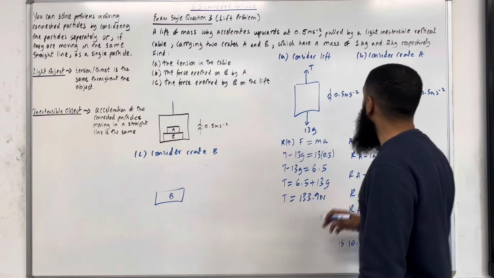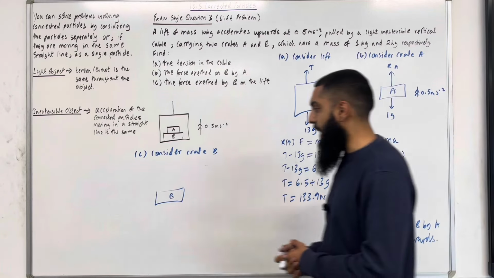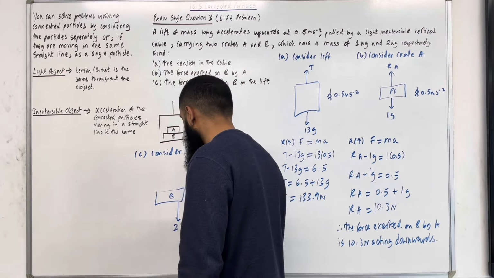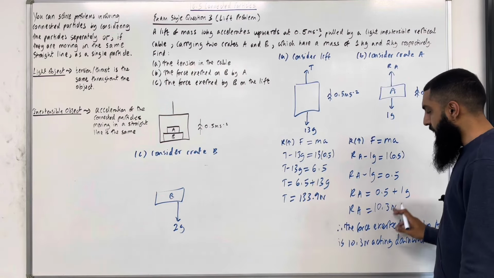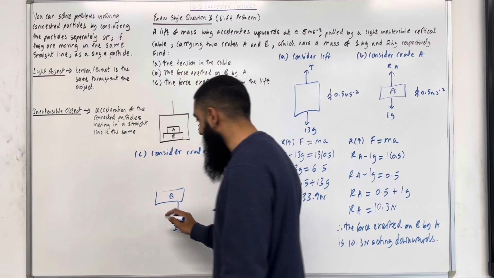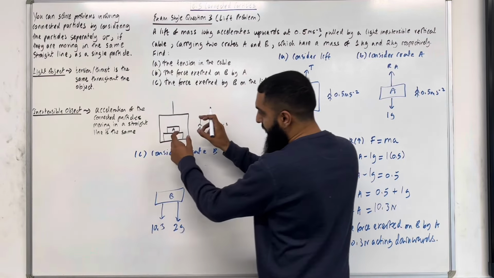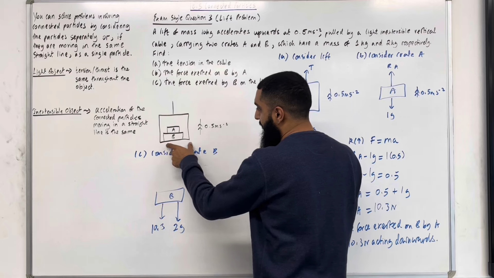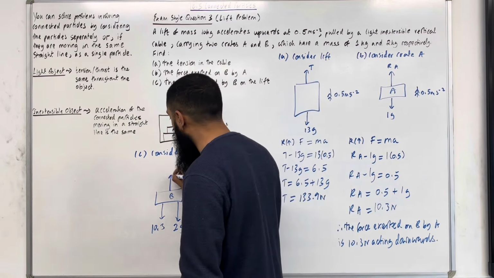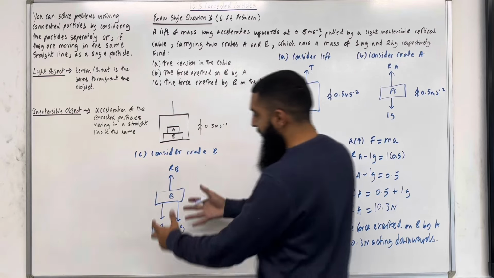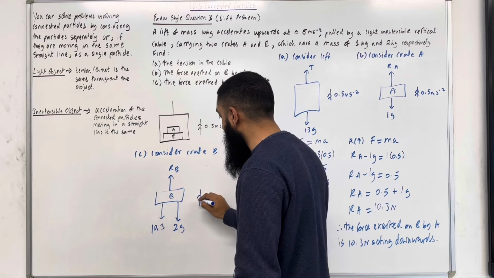The mass of crate B is 2 kg, hence the weight of crate B is 2g acting vertically downwards. The force exerted on B by A was 10.3 newtons. So that also acts on B vertically downwards. Because crate B is in contact with the floor, the lift will exert a normal reaction on crate B, acting vertically upwards. We can call this RB. The entire system accelerates vertically upwards at 0.5 meters per second squared.